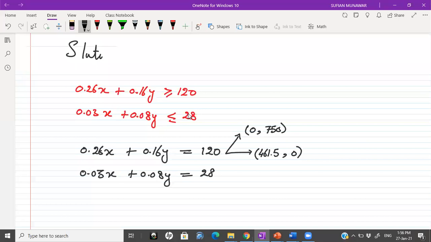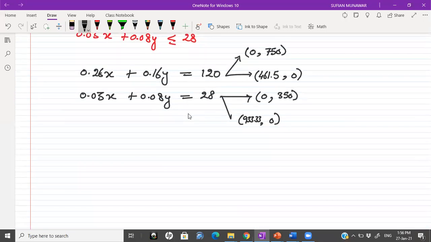Okay, no problem. If it is not a whole number, it's not a big deal. Similarly, here we get 2 points. If I put x equal to 0, y is 350, and if I put y equal to 0, x is 933.33. Okay, no problem.